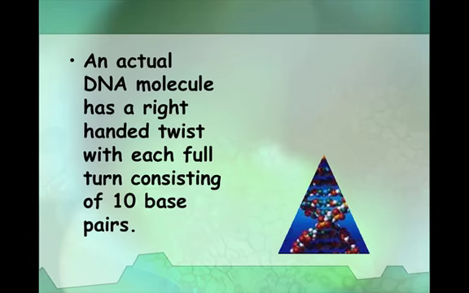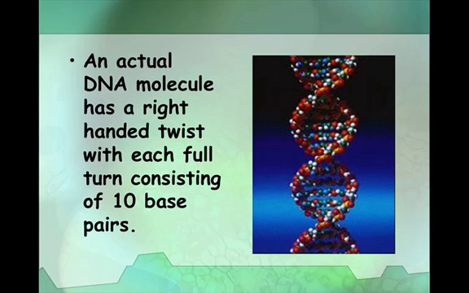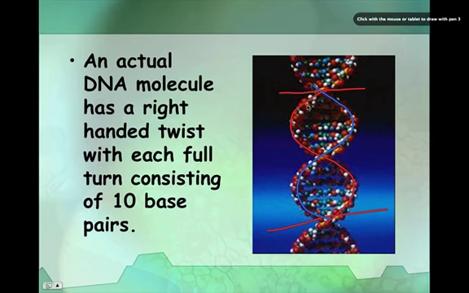If we're looking at the real or the actual DNA molecule, it has a right-handed twist with each full turn consisting of 10 base pairs. So as we're looking on this, a full twist goes from here down to here. That is one full twist. So here there's half, and there is the other half. And then if we were to go to the other side, here's one half going down. So in between here, there are going to be 10 base pairs.